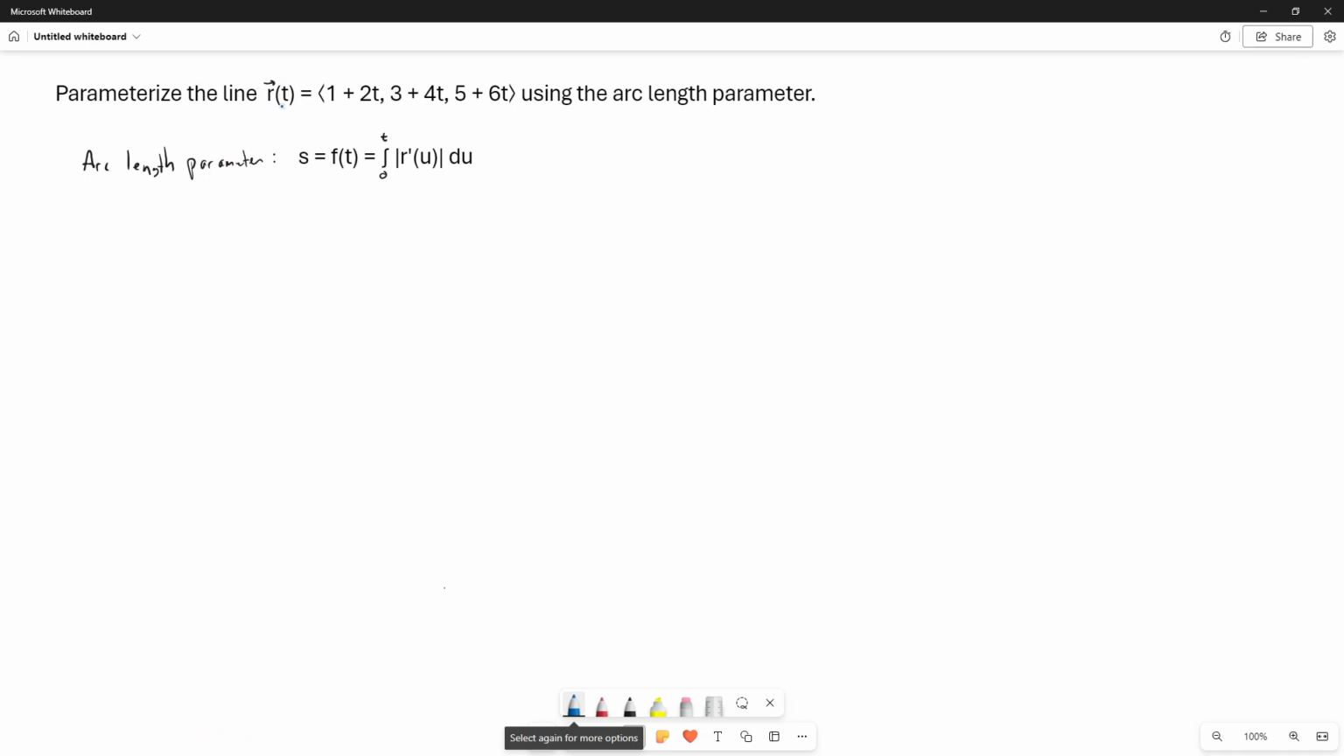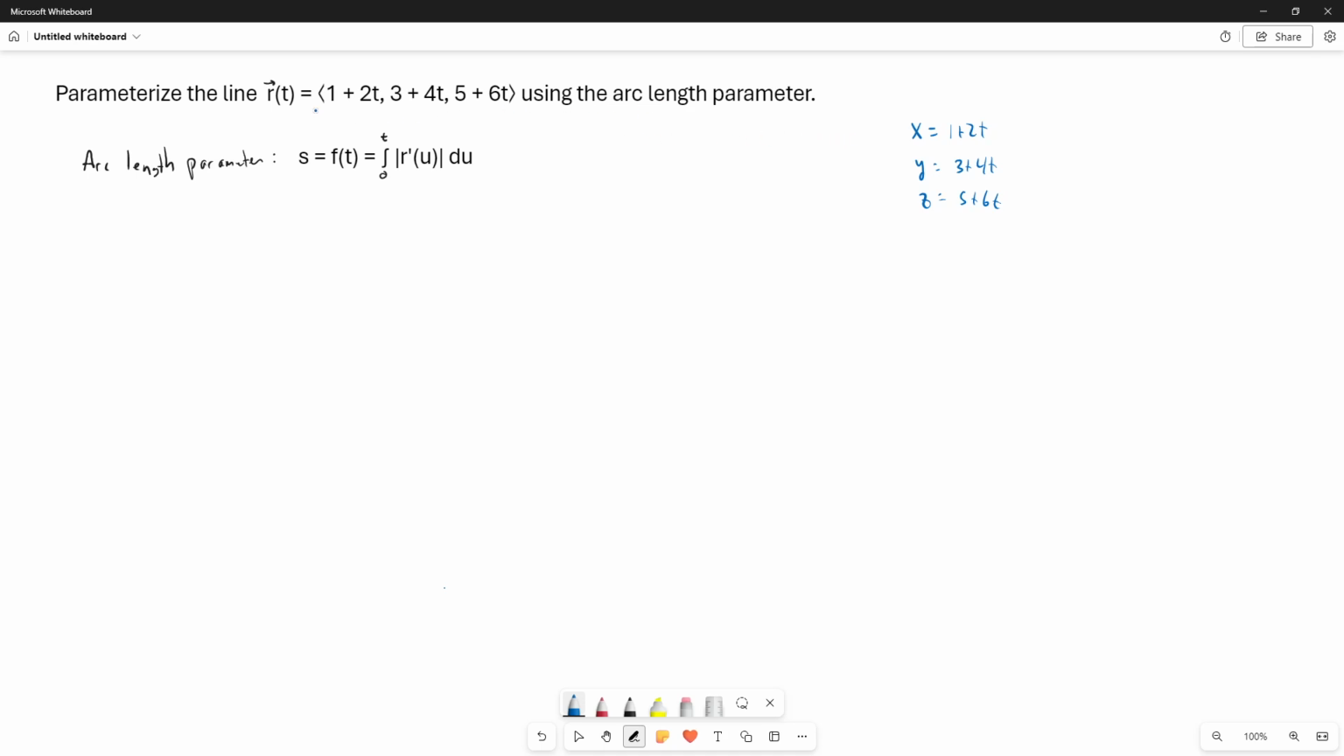Parameterize the line r of t equals 1 plus 2t, 3 plus 4t, 5 plus 6t using the arc length parameter. So this is a line in parametric form. Well, I guess we would say the parametric form is x equals 1 plus 2t, y equals 3 plus 4t, and z equals 5 plus 6t.